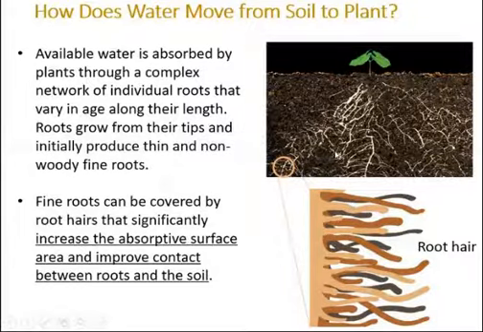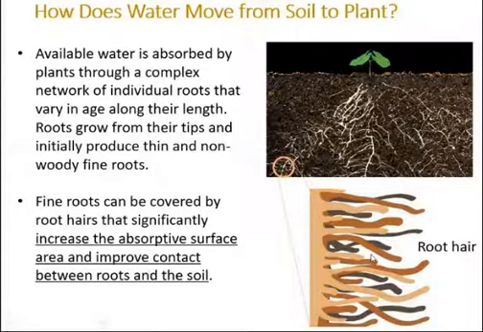Basically, the plant has a complex network of roots, and the roots vary in depth and length. In the roots you have something called root hairs. Now what is the benefit of the root hair? The root hair increases the surface area, and also the contact between the root and the soil. This means that the plant is able to absorb water.